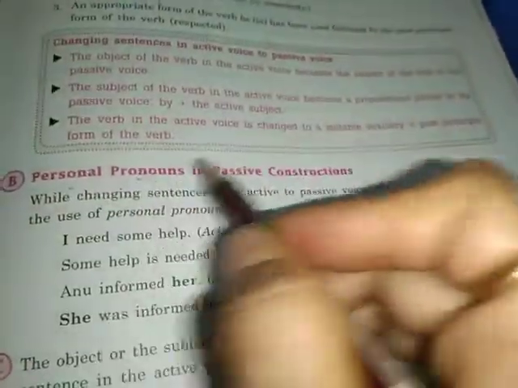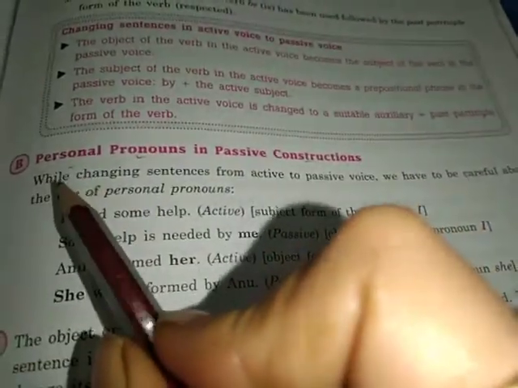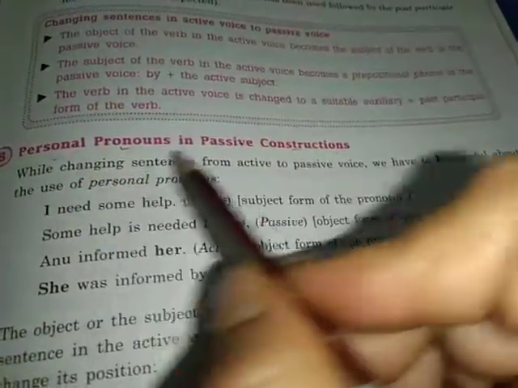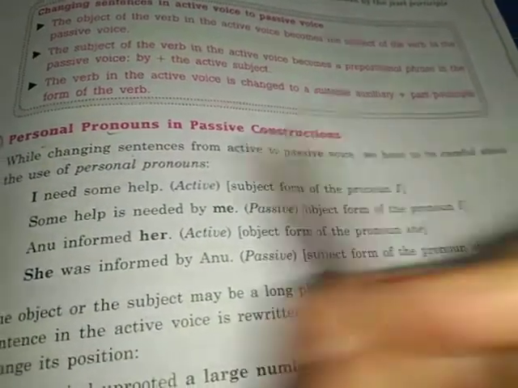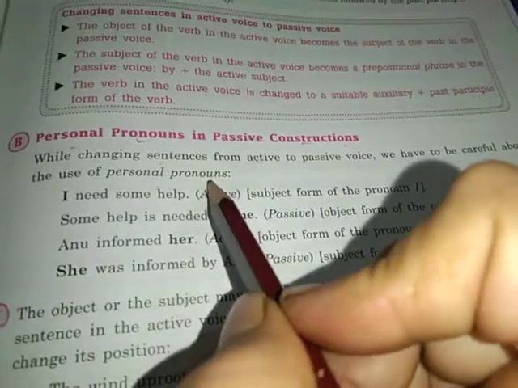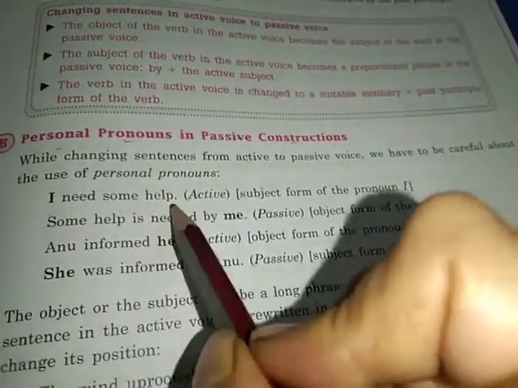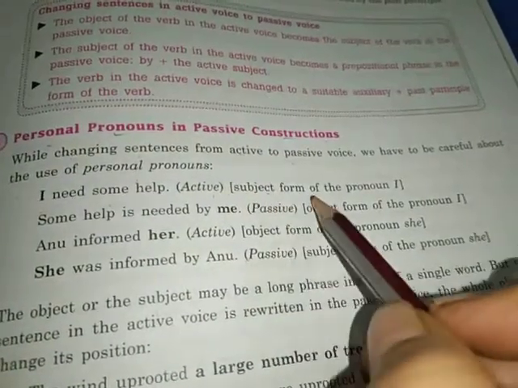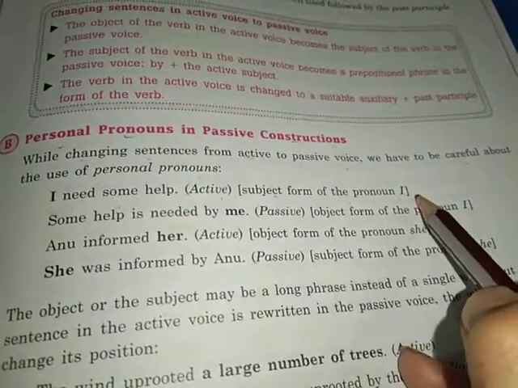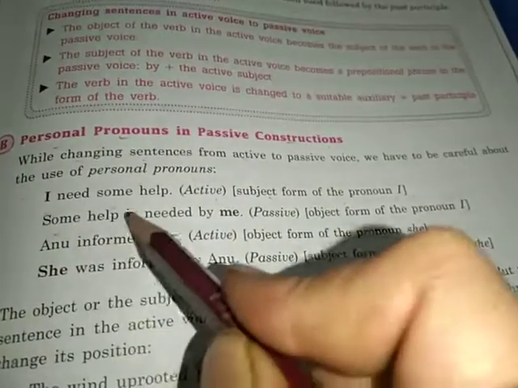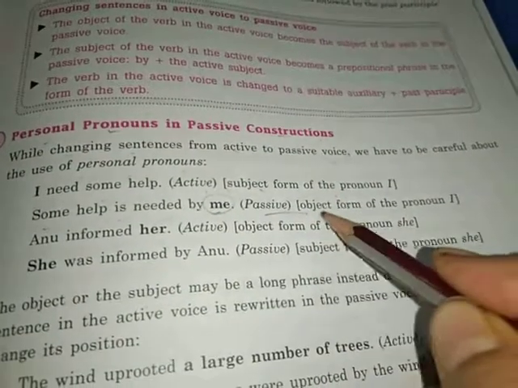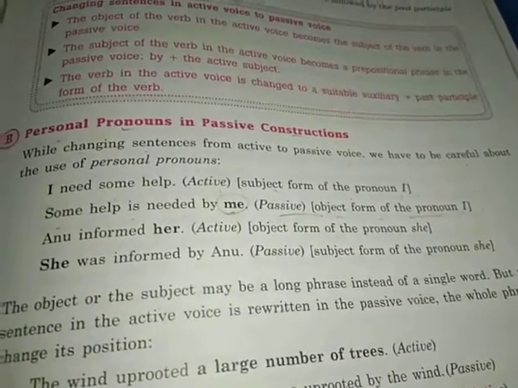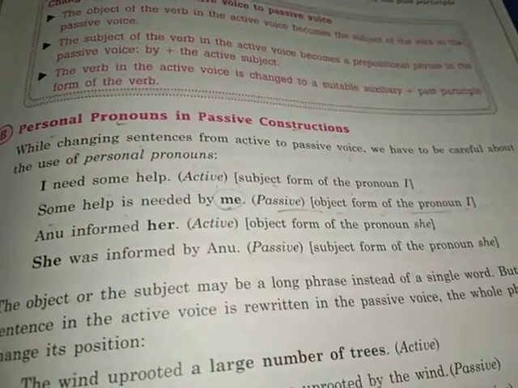So now, personal pronouns and passive constructions. कैसे बनाते हैं personal pronouns को, that is we shall study now. While changing sentences from active to passive voice, we have to be careful about the use of personal pronouns. I need some help. Active. Subject form of the pronoun is I, right? Some help is needed by me, right? Now here, passive voice, object form of the pronoun I, right? Me becomes the object.